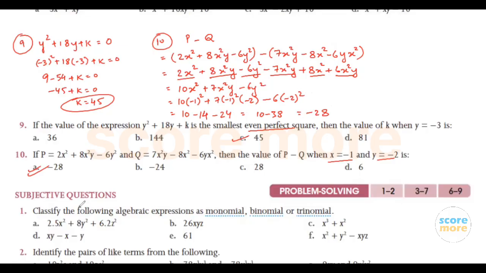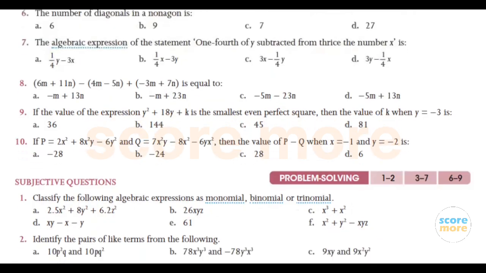Now subjective questions. First one, classify the following as monomial, binomial or trinomial. That means हमें simply number of terms को check करना है. So 1 2 3, there are 3 terms, so it is trinomial. 26 xyz, this one is monomial. X cube x square, this one is binomial. Xy x and y, it is a trinomial. 61 monomial. X square y square minus xyz, it is a trinomial. Simple question. Now moving on to question number 2.